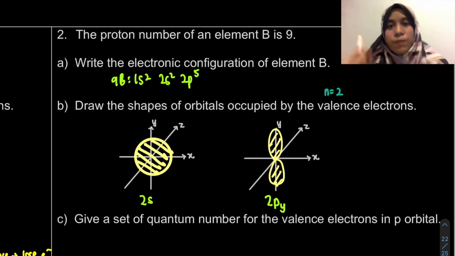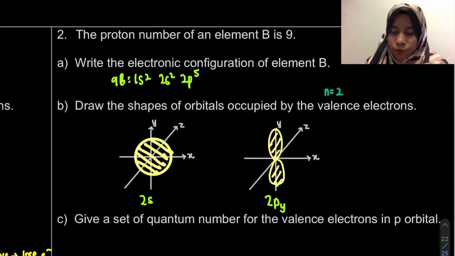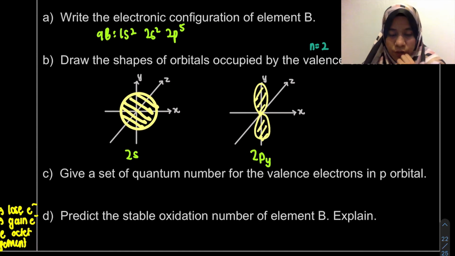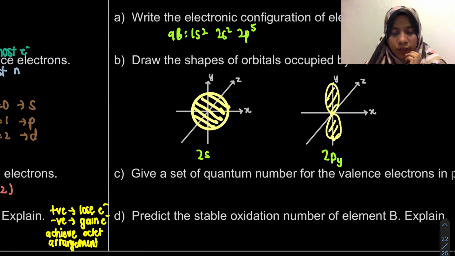Okay, depends. X boleh, Y boleh, Z boleh. At least draw one of the, there's no need for you to draw 3 of the p orbital. Tak kisah pun. Tapi at least selamatnya buatlah 1. Okay. So question C dengan D, I believe you could do it yourself. Cuma yang question D ni, remember, the positive ke negative ni, it's actually based on the atom punya arrangement tu nak achieve octet.